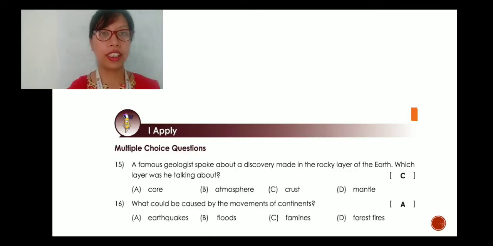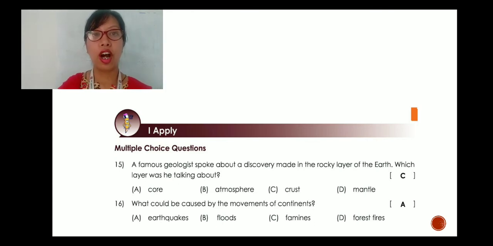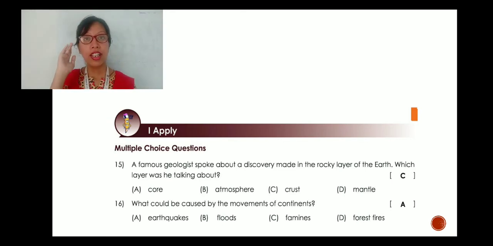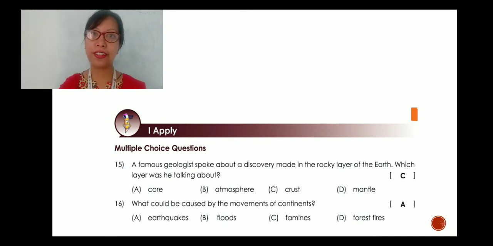Now let's come to the next one, which is the multiple choice questions. Number 15. A famous geologist spoke about a discovery made in the rocky layer of the earth. Which layer was he talking about? A. Core, B. Atmosphere, C. Crust, D. Mantle. We already know that the rocky layer, the hard surface, is the outer part of the earth, which is also known as crust, right? Therefore, the answer will be C, crust.